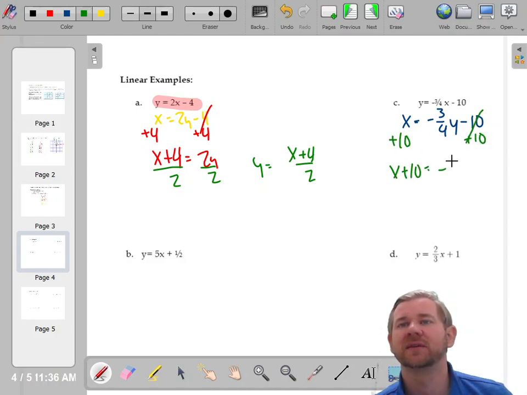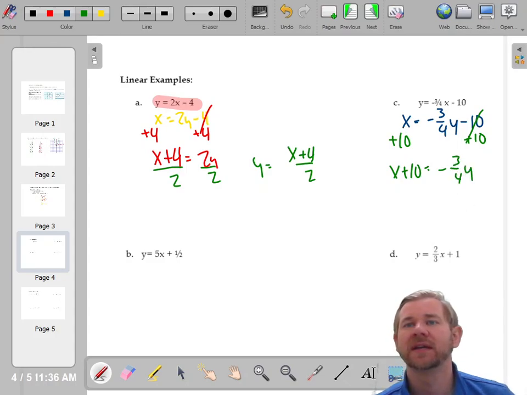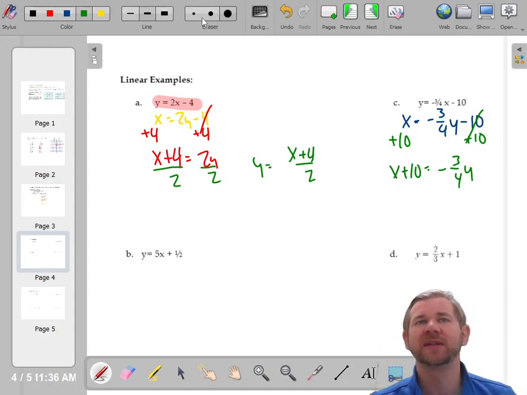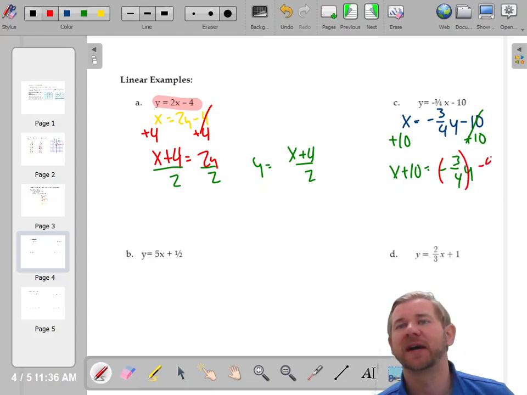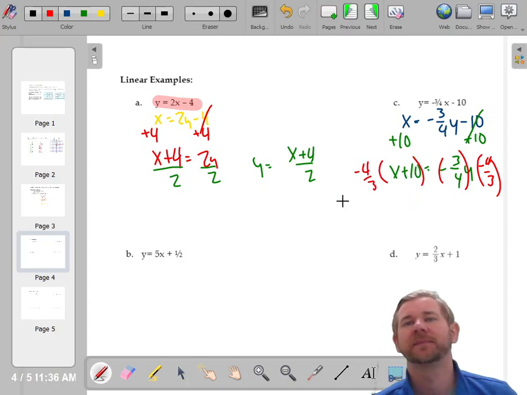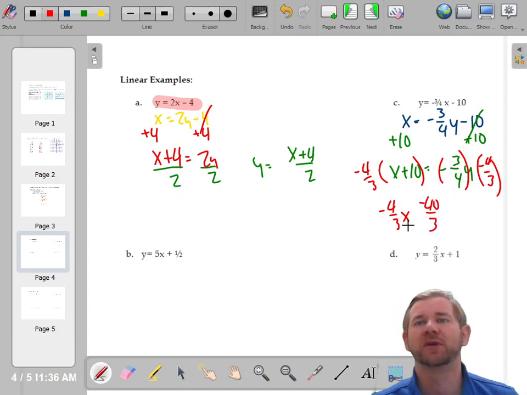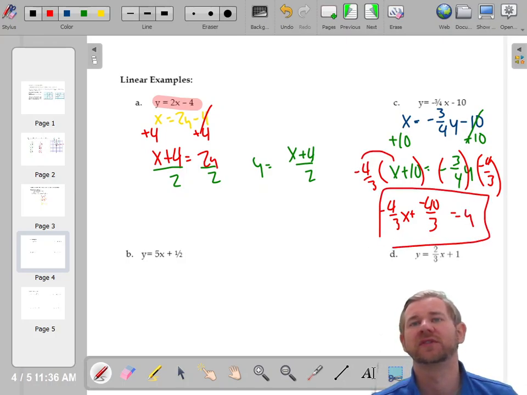X plus 10 equals negative 3/4 y. And similar to what we've been doing with the exponents, if you're trying to get rid of negative 3/4, multiply both sides by the reciprocal. So negative 4/3. And I'll just write this as negative 4/3 x minus 40 over 3. You can put a plus there if you want, but that's the inverse. Okay, distribute. 4/3 x, 4 times 10 is 40, so we'll just leave it 40 over 3.